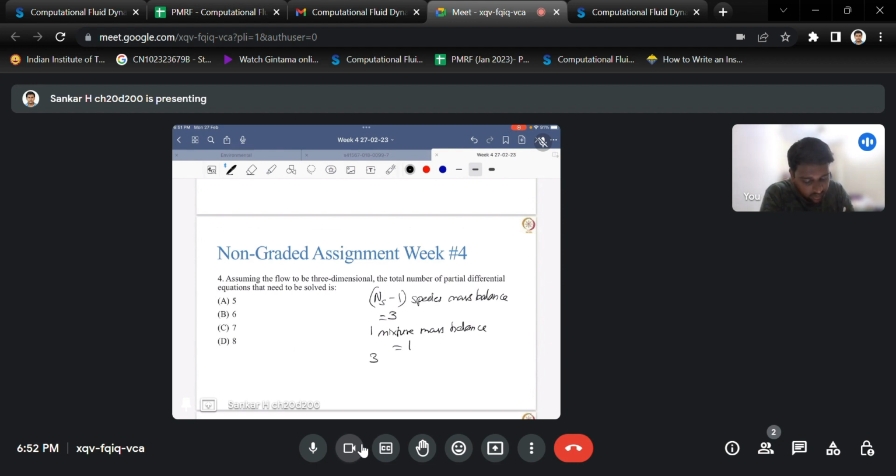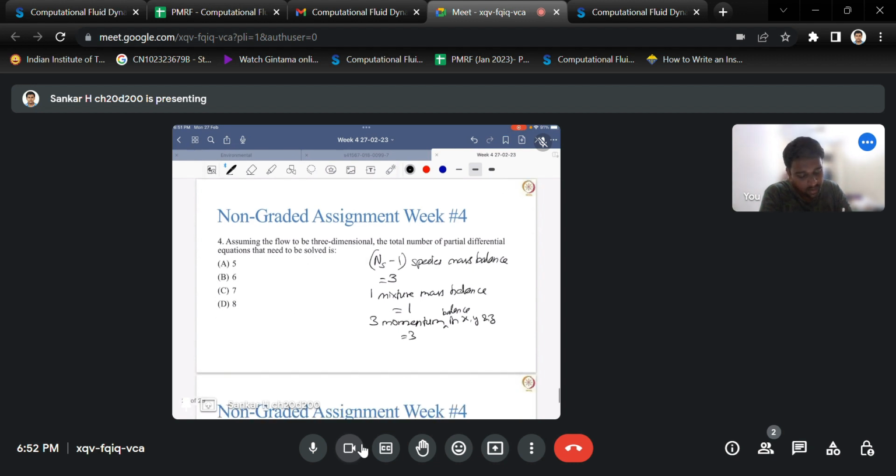We'll have 3 momentum balances in x, y and z coordinates, so there'll be 3 more, and 1 overall energy equation. Therefore, we'll get a total of 8 partial differential equations that need to be solved simultaneously when we are dealing with this problem.